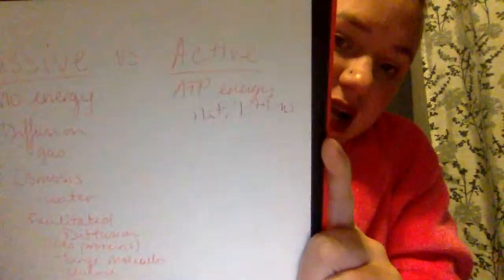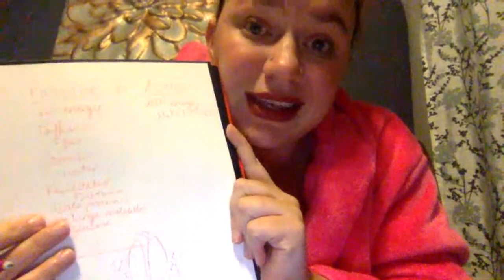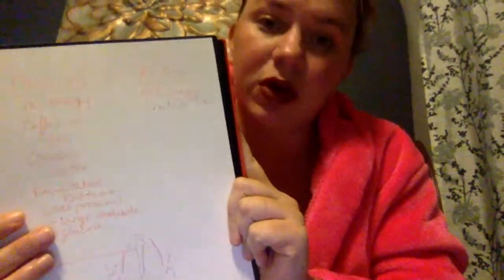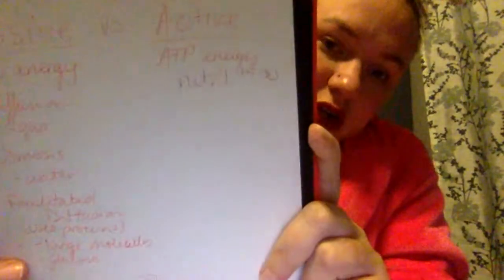Na plus and K plus. We're going to move these ions against their gradient. This is actually nerve impulses. It's why you can feel things, why you can see, why everything works in your body. Your nervous system is moving those ions against their gradient.